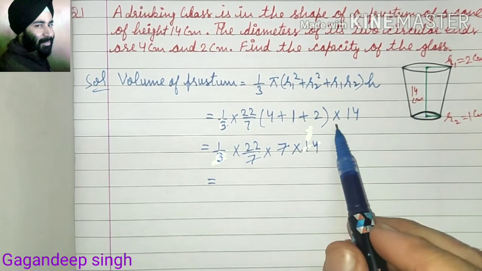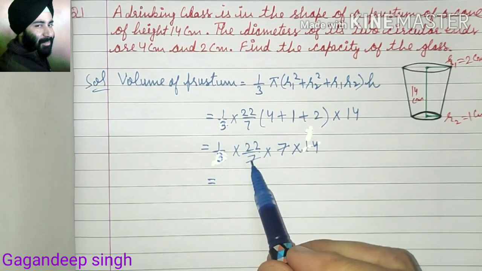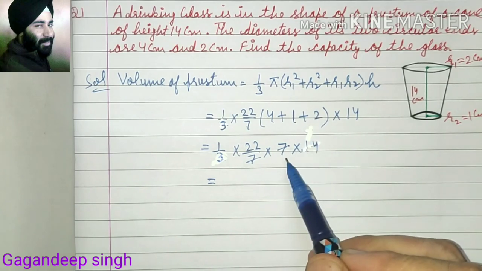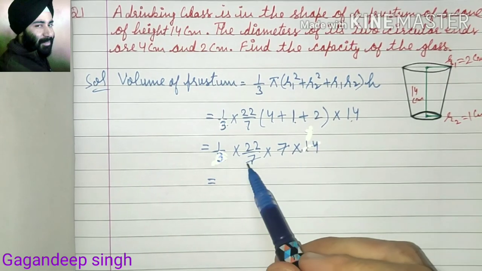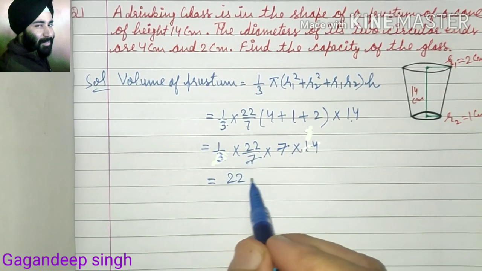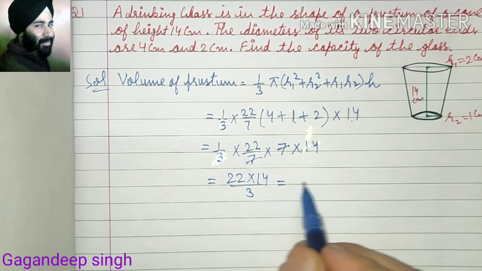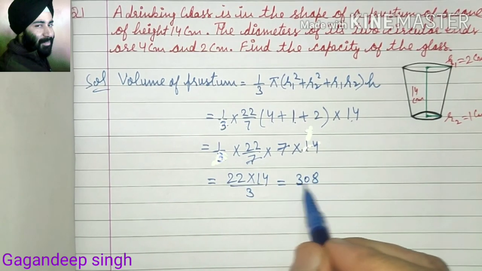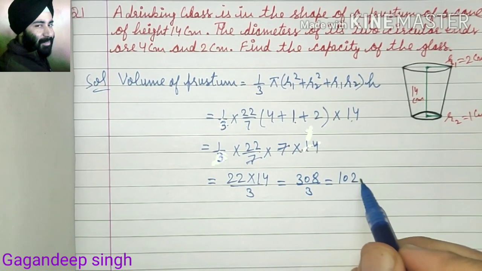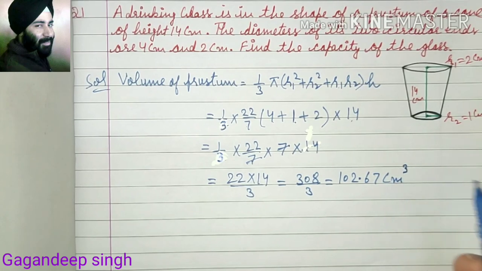h is 14 cm. So 1/3 as it is, 22/7, 4 plus 1 is 5, 5 plus 2 is 7, into 14. 7 and 7 cancelled, so it is 22 into 14 upon 3, which is 308/3, or we can say 102.67 centimeter cube is the volume of the glass.